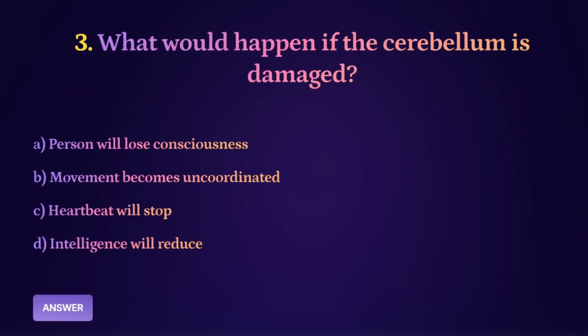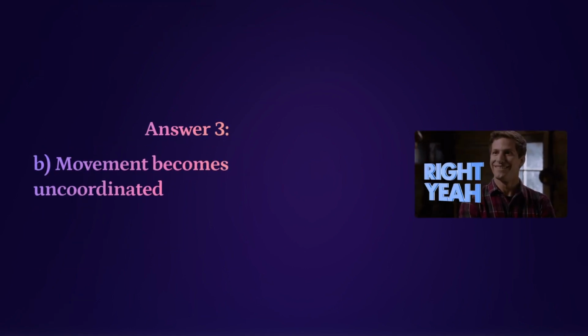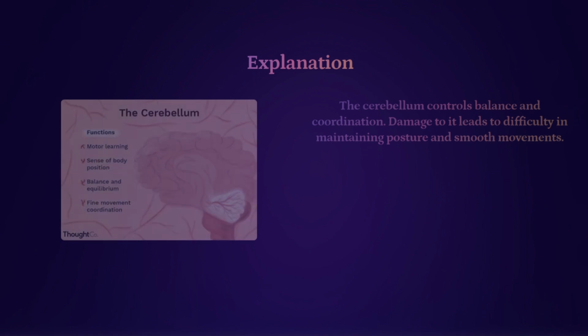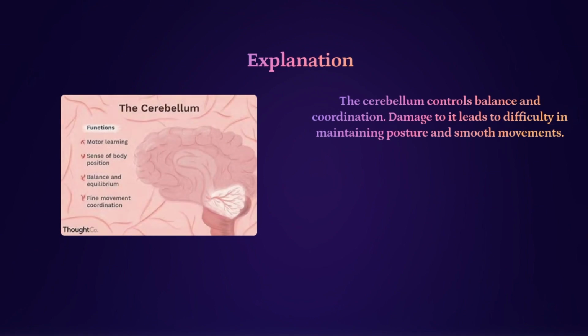Question number 3. What would happen if the cerebellum is damaged? The person will lose consciousness. The movement becomes uncoordinated. Option C is heartbeat will stop. And option D is intelligence will reduce. So what happens if cerebellum is damaged? Think about the function of cerebellum here. The correct answer is that the movement becomes uncoordinated, because the cerebellum controls balance and coordination. So damage to it leads to difficulty in maintaining posture and smooth movements.